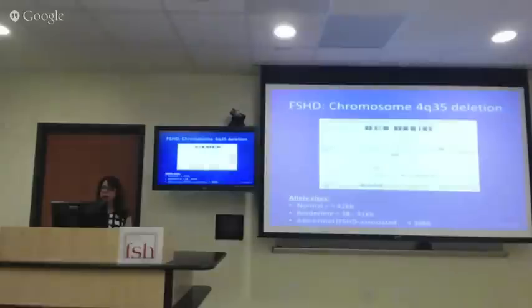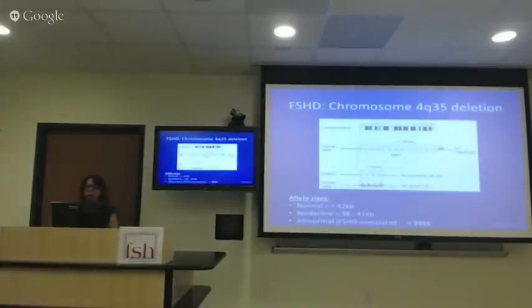Just mention a little bit about the genetics of FSHD. So in this picture, I don't have a pointer. On the very top is a chromosome. It's chromosome 4, and at the end where it says 35, that area, 4q35, there is something called a D4Z4 array. It's just below, and that array is a sequence of repeating DNA units. And we can measure those units in kilobases, kbs.